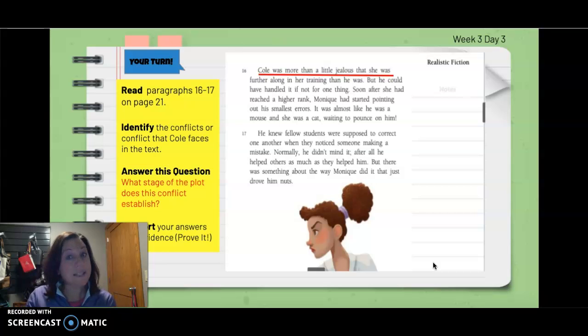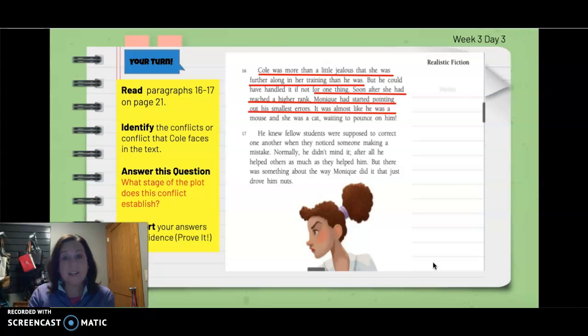So Cole was a little more than jealous that she was further along in her training than he was. And I underlined, for one thing, soon after she had reached a higher rank, Monique started pointing out his smallest errors. It was almost like he was a mouse and she was a cat waiting to pounce on him. Okay. Conflicts. Cole versus himself. Cole versus Monique.